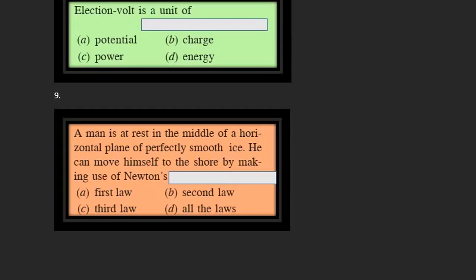8th question, electron volt is a unit of, yes, work done. So electron volt, it's a work. It comes with the W equals VQ equation. W work, electric work equals V into Q. So charge of an electron into volt, electron volt, that's energy, right?